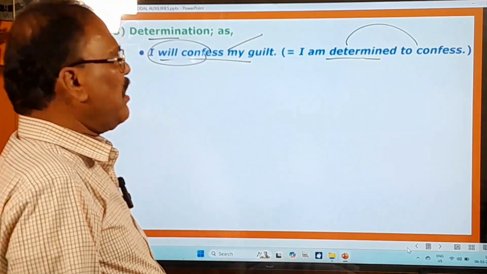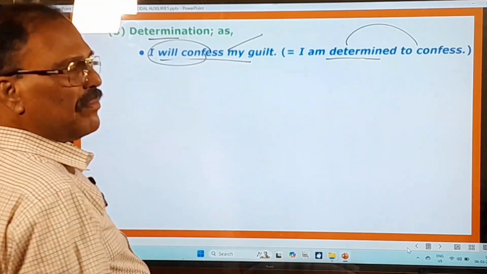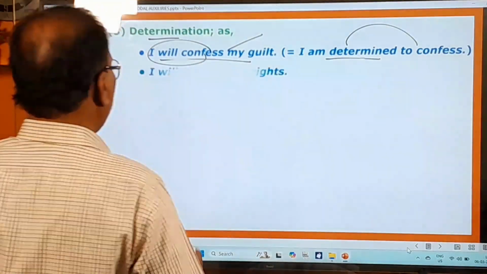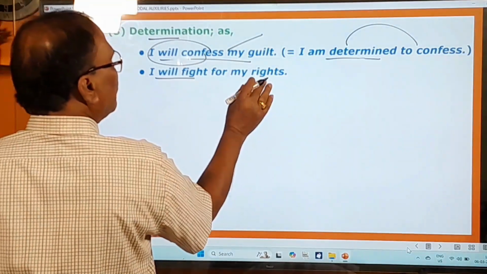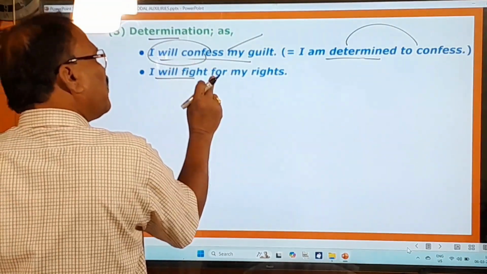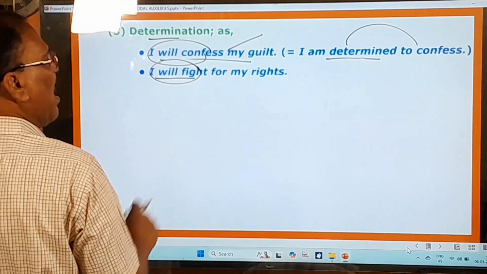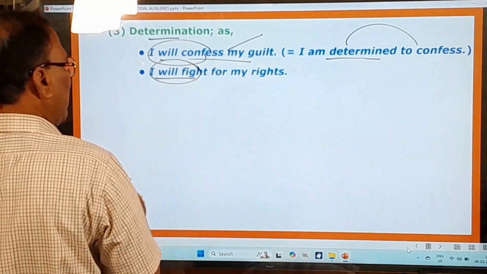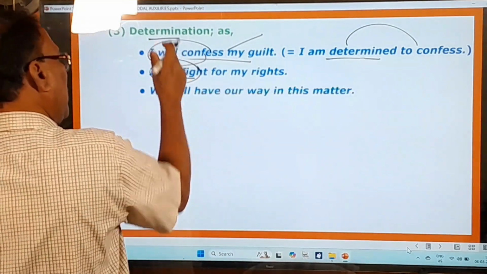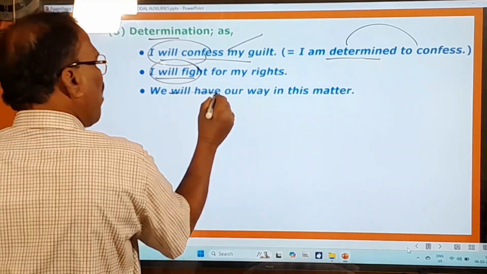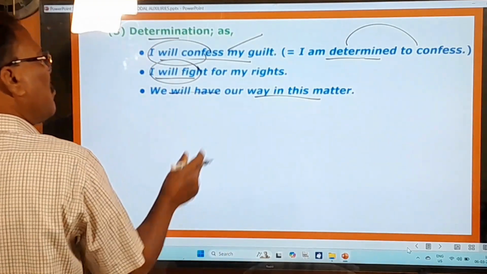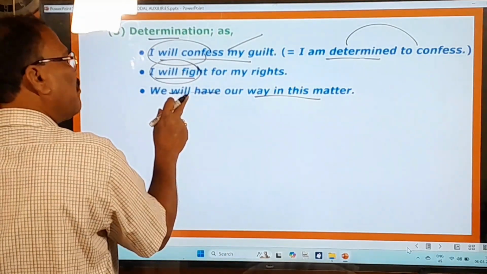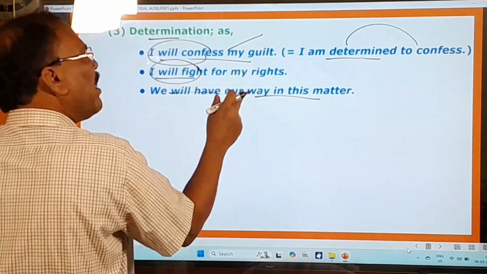I am determined to confess my guilt. Okay, I will fight for my rights. So you have decided to fight for your rights. I will fight for my rights. Okay, it is your decision. It is your determination. We will have our way in this matter. So it is your determination to have your own way in this matter.